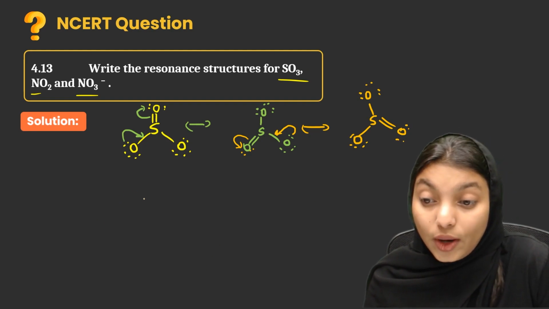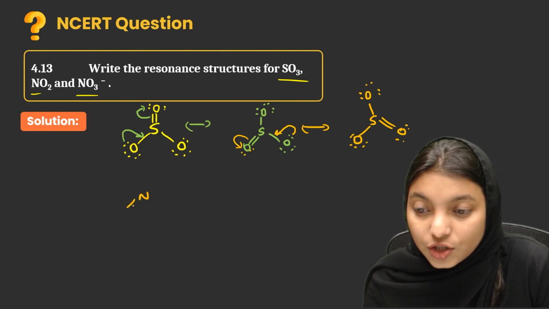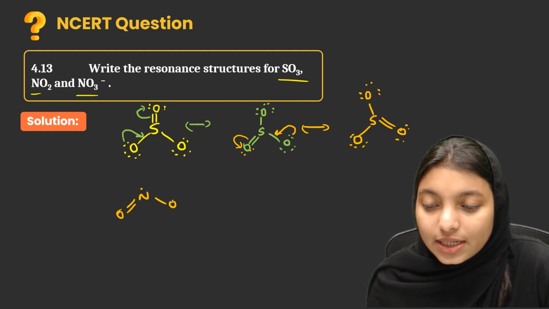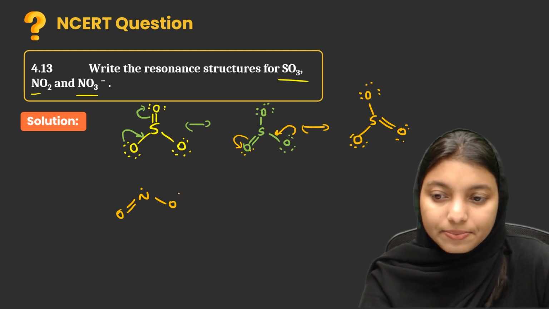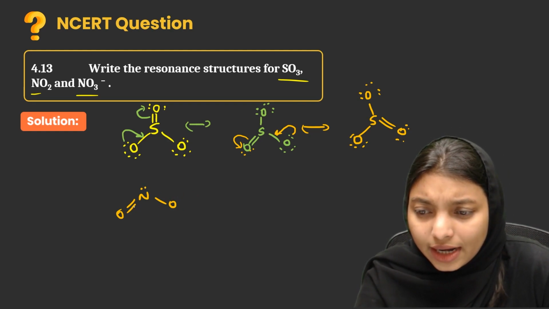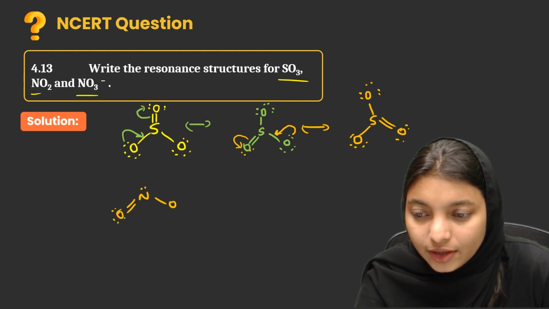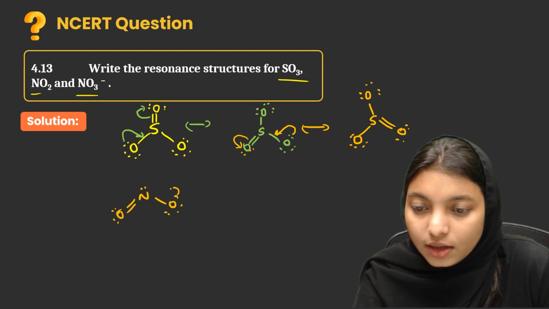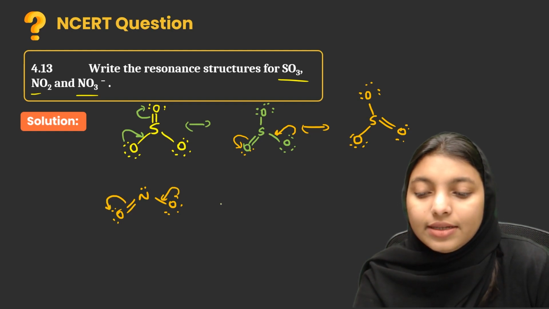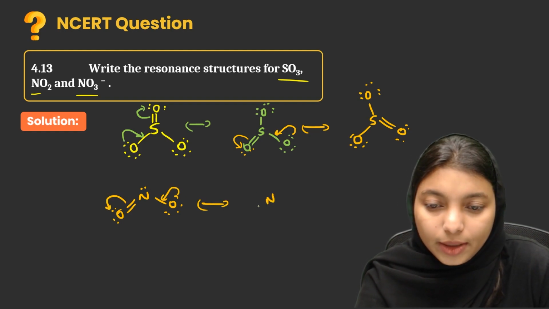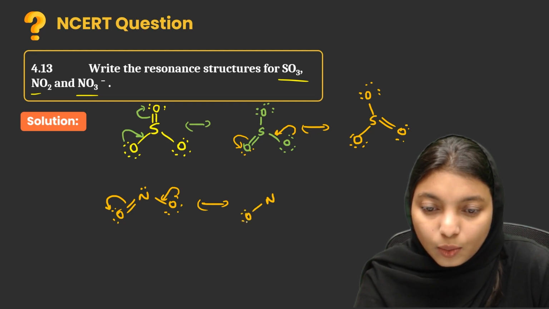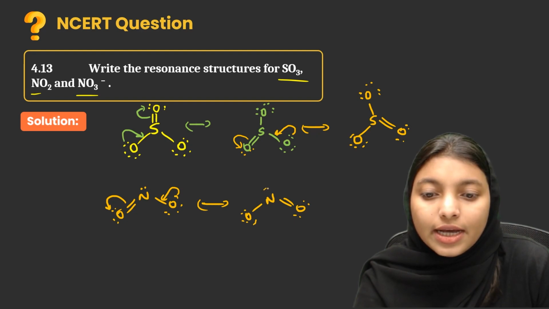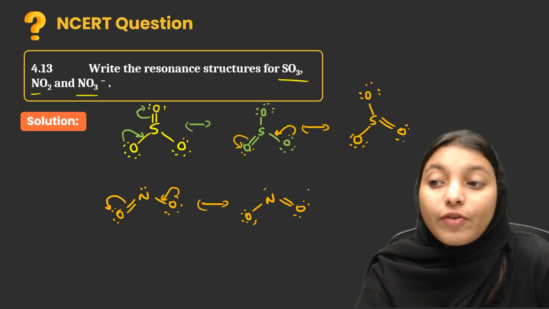And for NO2, the shape or the structure is like this. So we can write it like this: here we will have 2 lone pairs, 2, 4, 6. Here it can happen like this. Now how will it be? It will be a single bond here with 3 lone pairs and a double bond here. Got it? That is how the structure of NO2 will be.